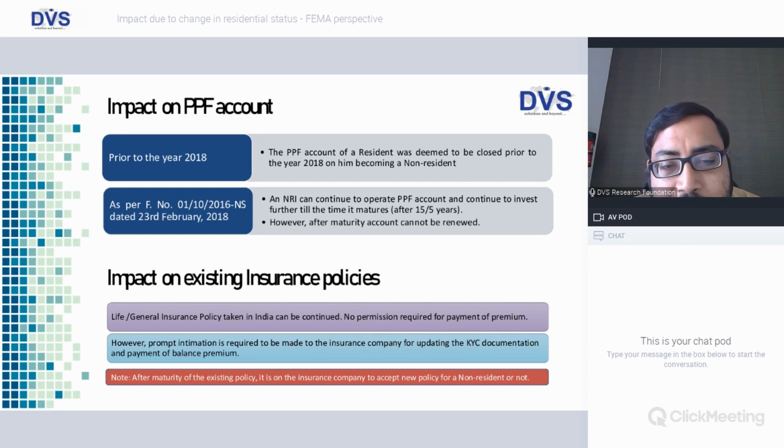And then impact on existing insurance policies. The life insurance and general insurance policies can be continued. They can continue to hold it. And no special permission is required for payment of premium. However, the individual is supposed to intimate the insurance company and update his KYCs accordingly. Once the existing policy matures, it is up to the insurance company whether to accept the renewal or issue a fresh one. It can also reject the application. So the existing one can be continued. Issuing a fresh one is at the discretion of the insurance company.